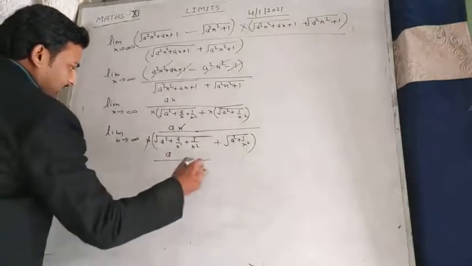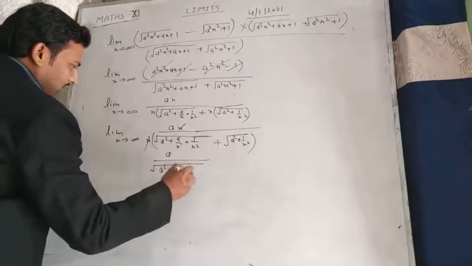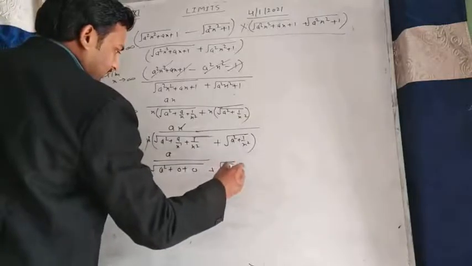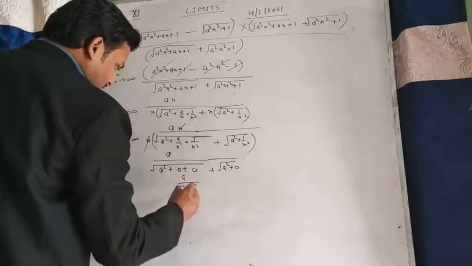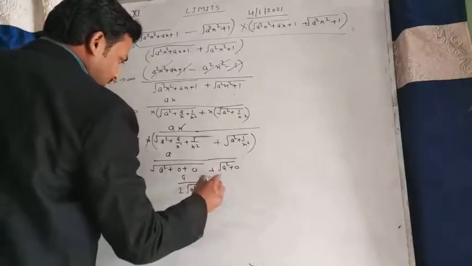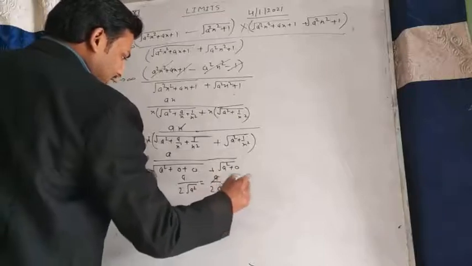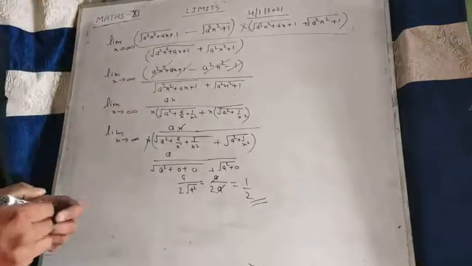Now we put the value of the limit. We get under root a square plus 0 plus 0, and here is under root a square plus 0 again. So we write a by 2 under root a square. So a by 2, a and a cancel. So our result will be 1 by 2. I hope you understand students.